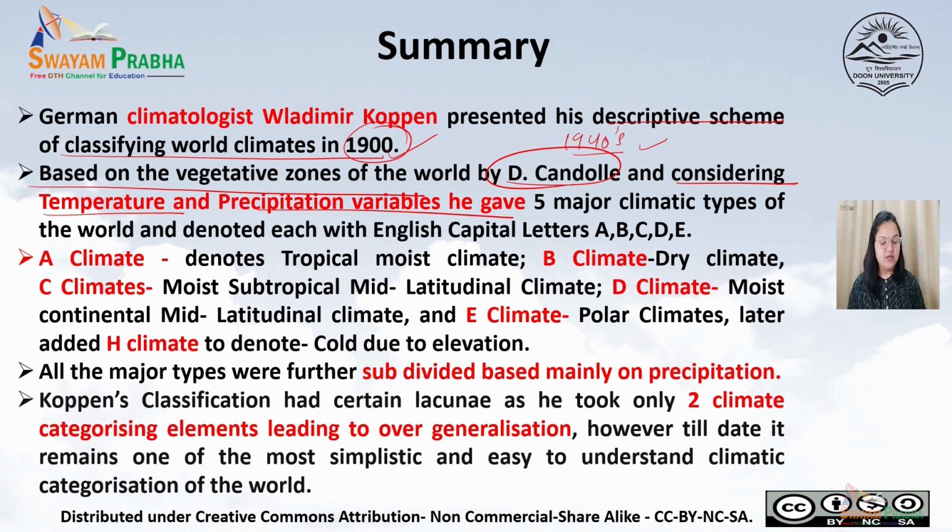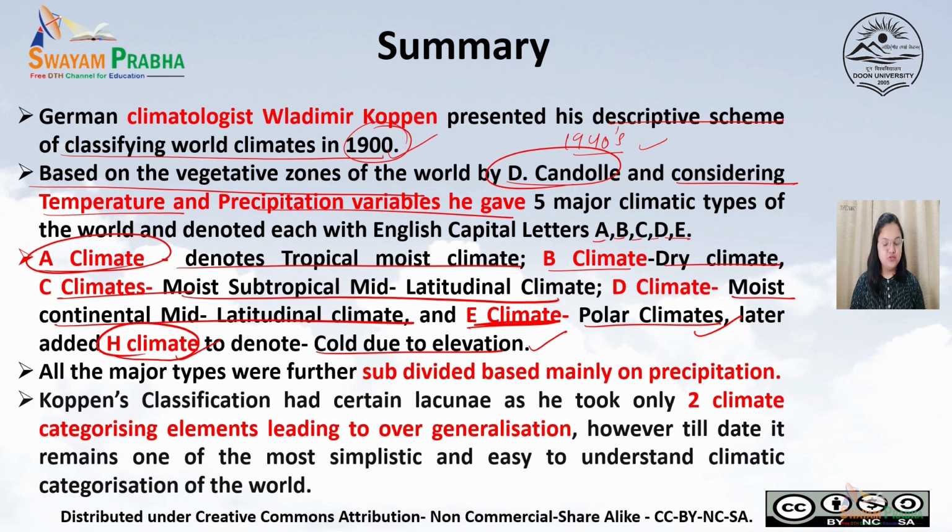and denoted each with English capital letters A, B, C, D and E, where A denoted the tropical moist climate, B was symbolic of dry climates, C represented moist subtropical mid-latitudinal climate, D represented moist continental mid-latitudinal climate, and finally E represented the polar climates. But later on, after several revisions, the H category was also added to denote the cold areas of lower latitude due to elevation. So snow-clad areas of the lower latitudes fall under the H category, which was added later on.